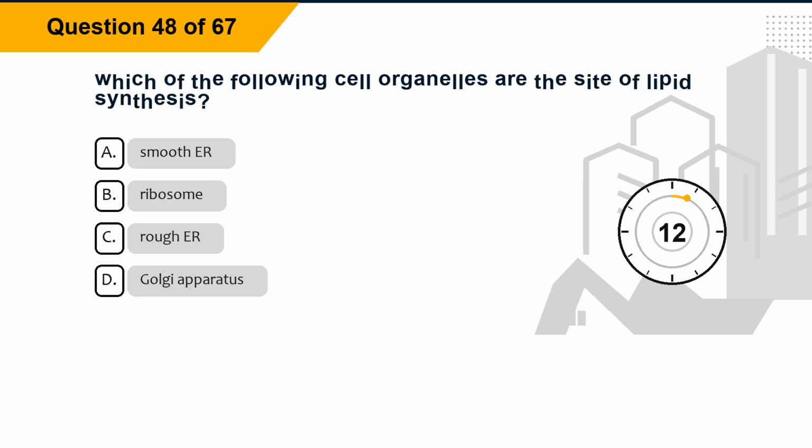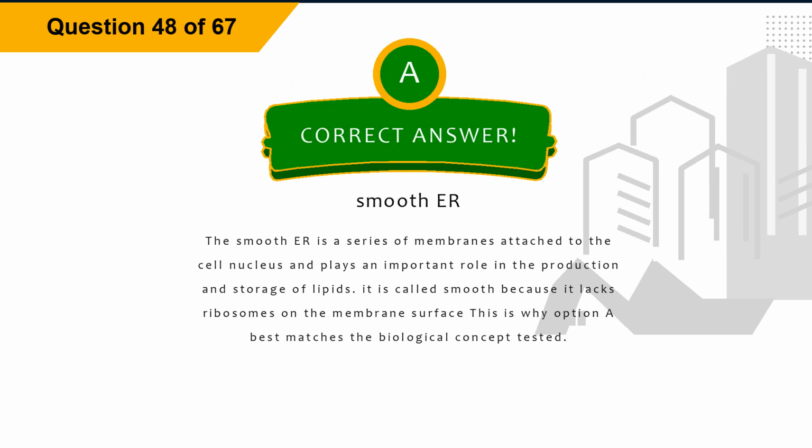Question 48. Which of the following cell organelles are the site of lipid synthesis? Option A, smooth ER. Option B, ribosome. Option C, rough ER. Option D, Golgi apparatus. The correct answer is option A, smooth ER. Explanation. The smooth ER is a series of membranes attached to the cell nucleus and plays an important role in the production and storage of lipids. It is called smooth because it lacks ribosomes on the membrane surface. This is why option A best matches the biological concept tested.